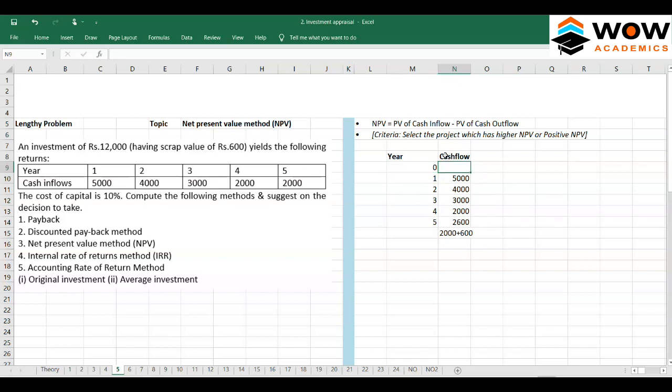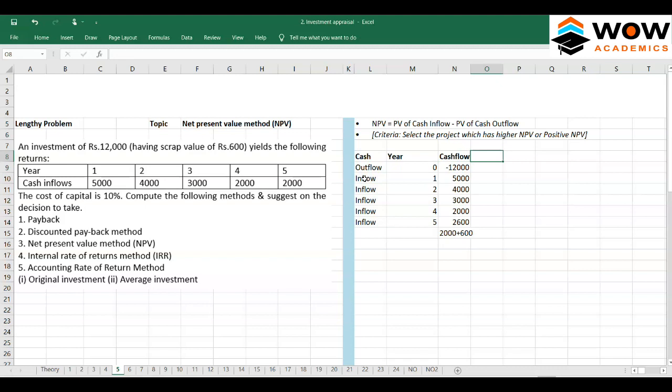The 0th year is a cash outflow because you are buying the machine, right? The outflow should be marked with a minus symbol, so it is minus 12,000. The other years are positive cash inflows, marked with a plus symbol. The outflow alone has a minus symbol. In an answer, you just need to work out this part. You don't need to label it as cash inflow or outflow; this is only for our sum's sake.